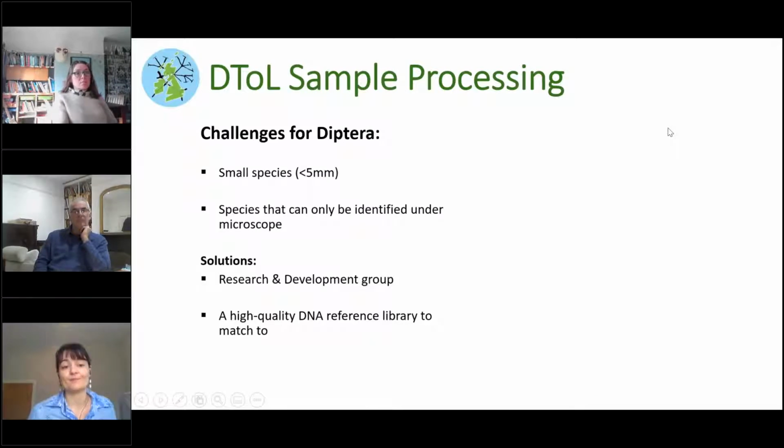So some of the big challenges that are going to come up for Diptera are small species, smaller than about 5 millimeters, and species that can only be identified under a microscope as not alive. And so the solutions, we have a research and development group that are working on this, and another option which we can potentially use in the interim is using the high quality DNA barcode reference library to match the specimen to. So you wouldn't identify it, you just snap freeze it unidentified and then match it to the DNA barcode library later.